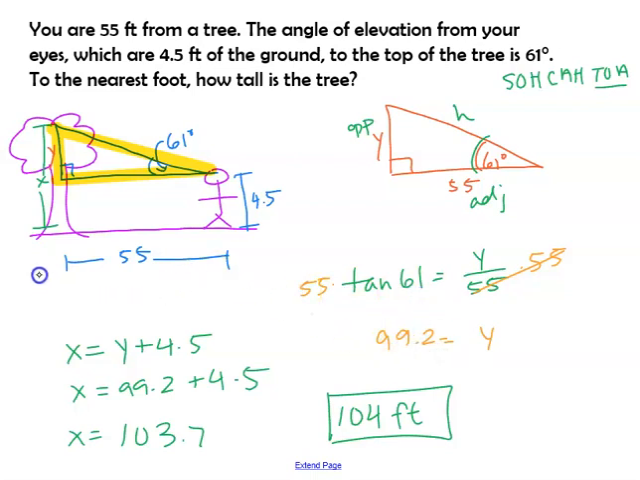Now, when we go back to answering the question, x is the entire height of the tree, y is just the top portion. So we take x is equal to y, that portion from the triangle, plus the height our eyes are from the ground, because that's going to be the same over here as it is over here for the rest of the tree's height. So when we add that together, we get 103.7, but the directions did say to round to the nearest foot, so the whole number. So 103.7 will round up to 104.